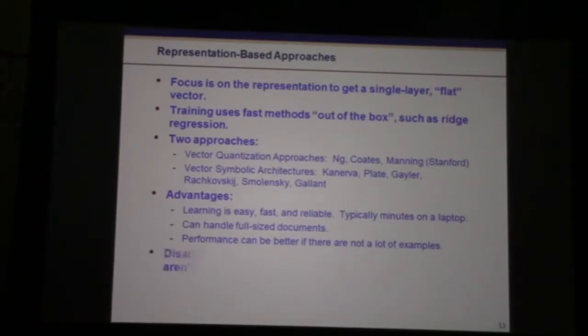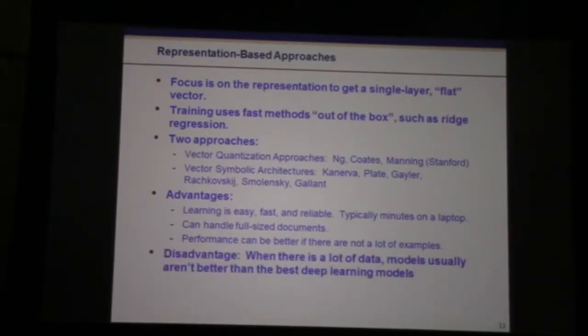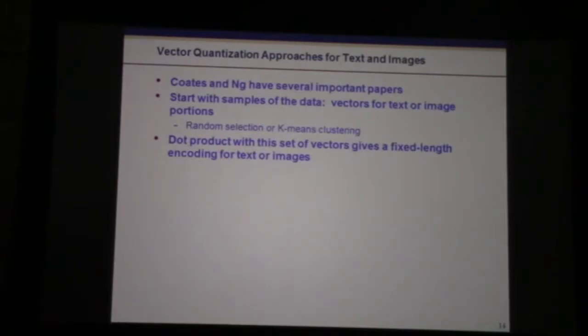But in the case where you do have a huge amount of data, the deep learning methods currently produce better results. So if you're trying to get the very best results on a data set, you're probably going to get better results using a deep learning approach once you get your neural net to converge and that sort of thing. Okay, so these are the two bottom-up approaches: vector quantization.